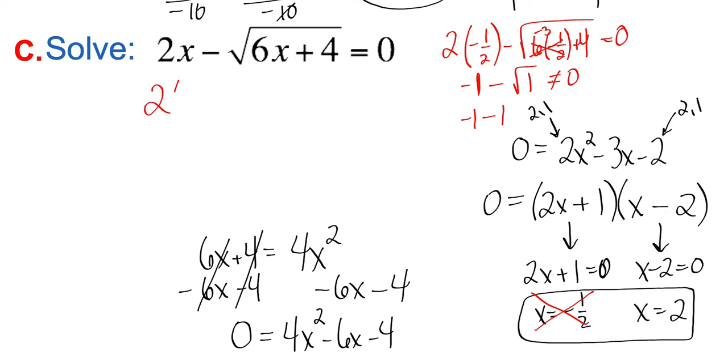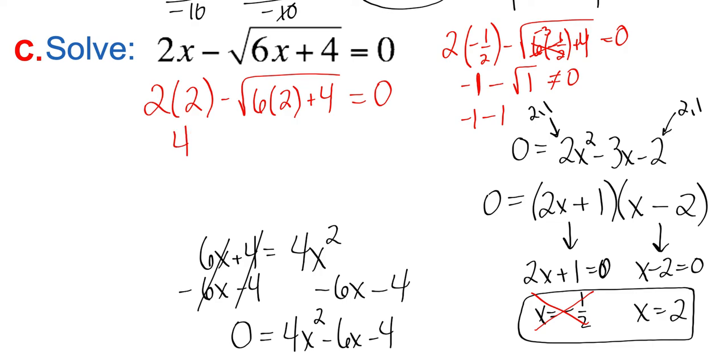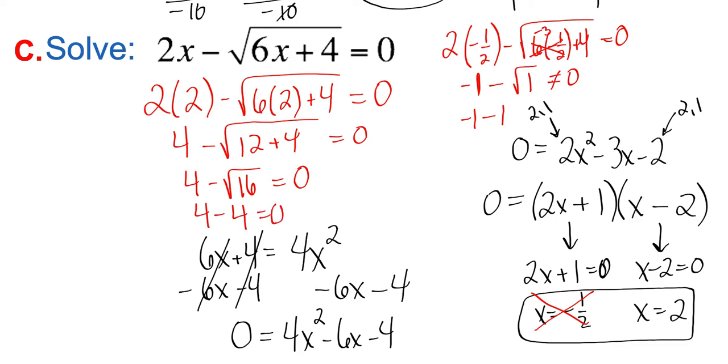So 2 times 2 minus square root of 6 times 2 plus 4 equals 0. 2 times 2 is 4. Minus, underneath the radical, we're going to have 6 times 2 is 12 plus 4. Okay, 4 minus, that's going to give me a square root of 16 equals 0, which, yeah, that one's going to work out. 4 minus 4 does equal 0. So x equals 2 is our only answer. Even though we got two answers in the end, x equals 2 is our only answer.